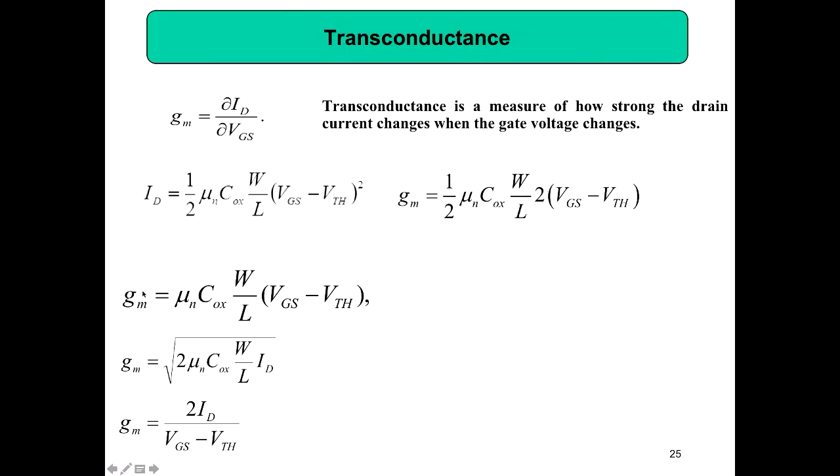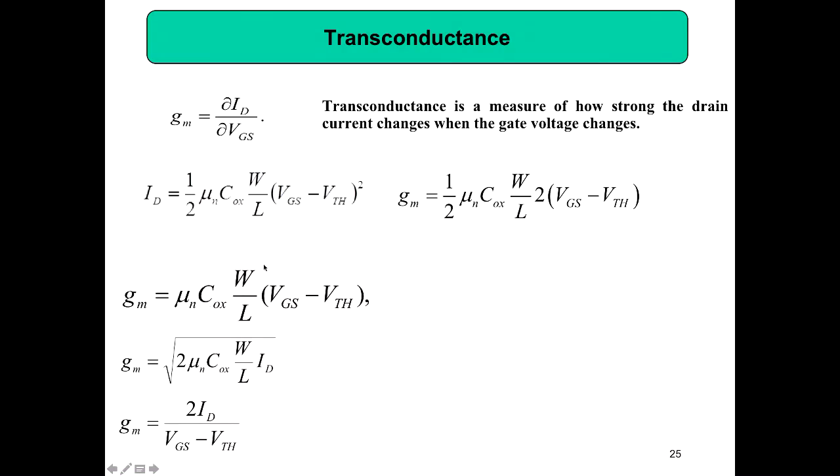See, I got a different expression for GM. This is the expression when you differentiate ID with respect to VGS. But then I can substitute VGS minus VTH, which I can find from here, which is equal to the square root of 2ID divided by mu n COX into L by W. So then I can write down GM in different forms.